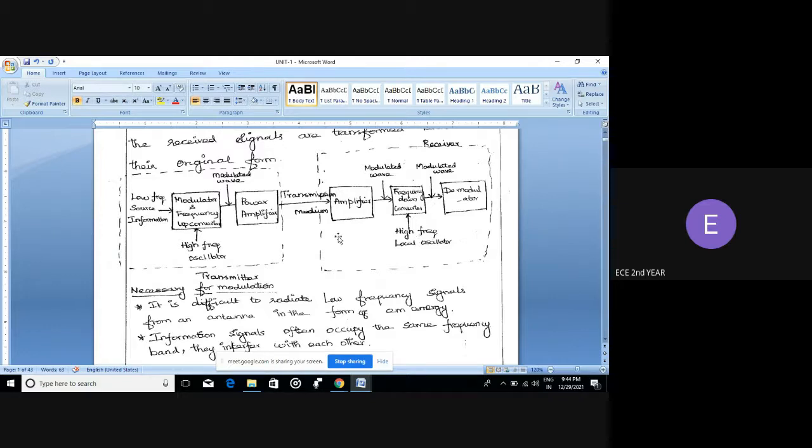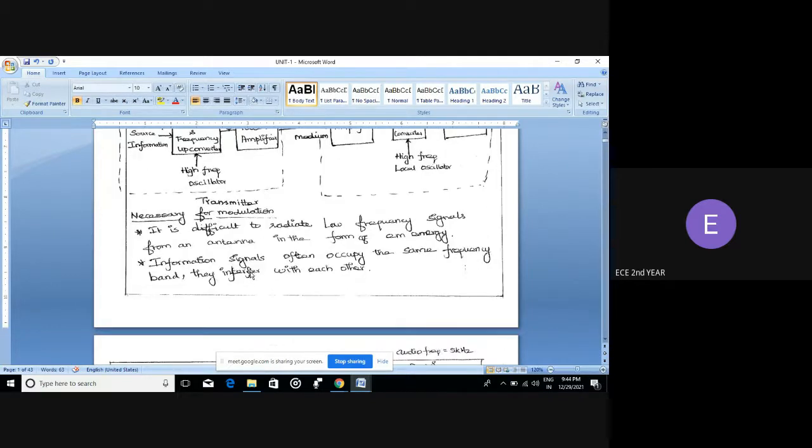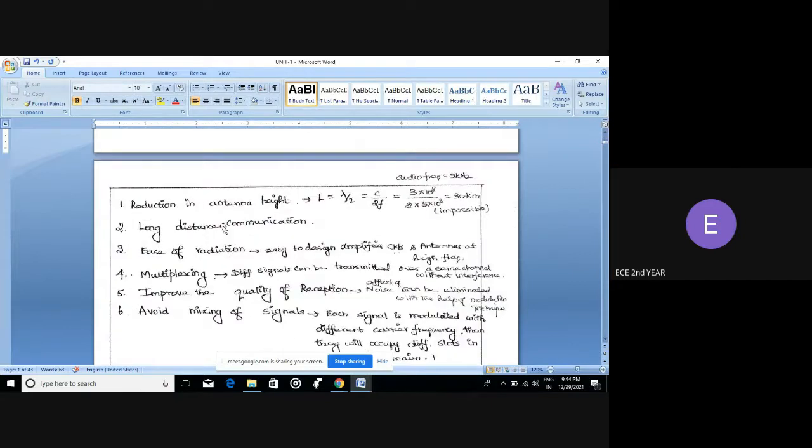That's it. Next we will see what is the necessity of modulation, right. It is really difficult to radiate a signal which has low frequency and low amplitude, right? So we need modulation because of these reasons, right? The first one is reduction in antenna height.